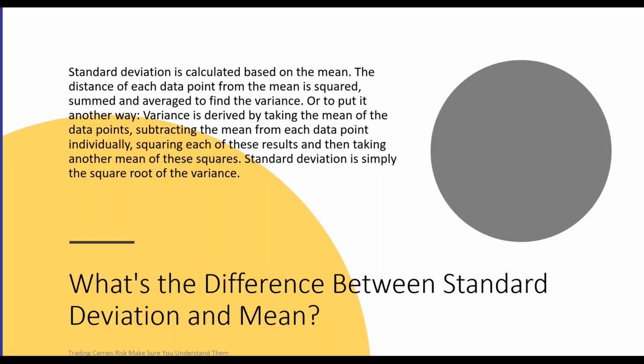We square that, we still happen to have 1. And then we take another mean of these squares. So standard deviation is simply the square root of the variance. Okay, that being said, we're done with it.